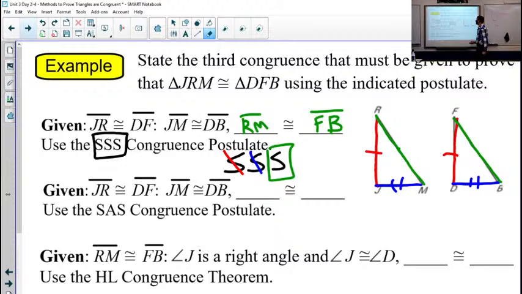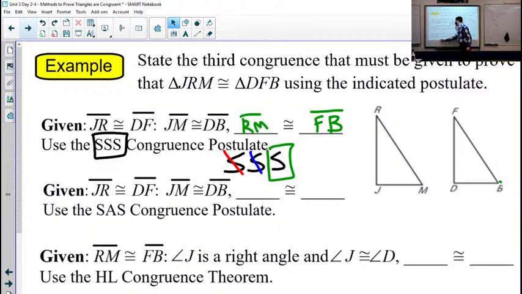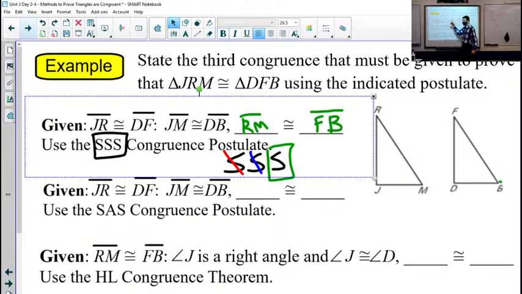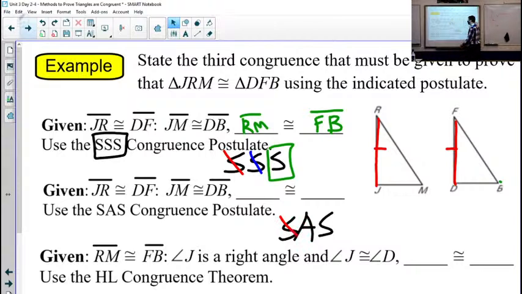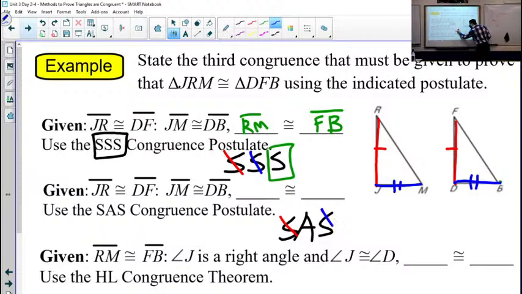All right, same diagram, same information. Right, it's the exact same two pieces of information. But this time I'm using side angle side. So I'm going to mark off the same pieces of information. I've got J to R and D to F marked congruent. So that's a side. And then I have J to M and D to B marked congruent. And so that's another side.